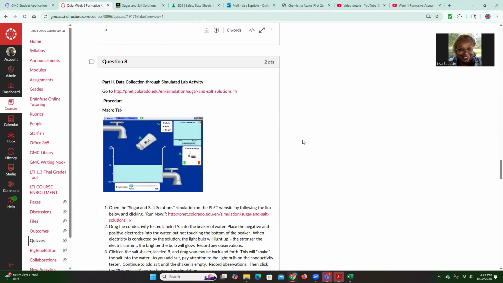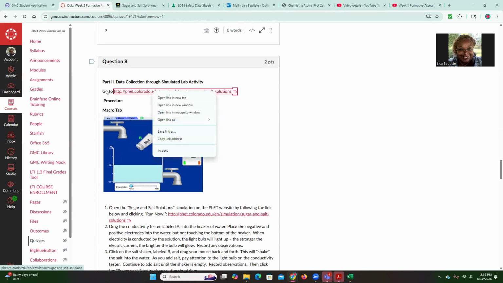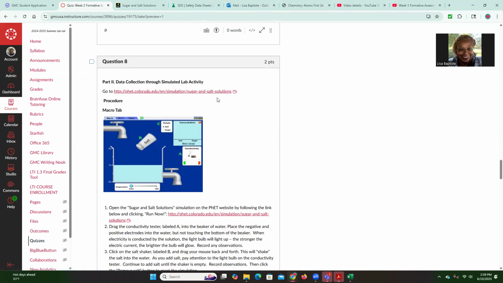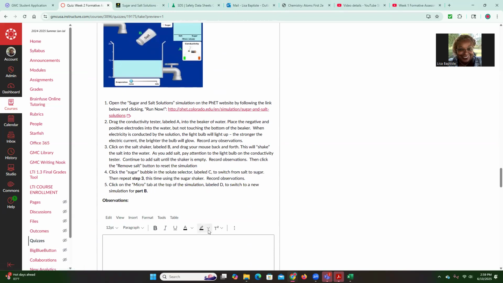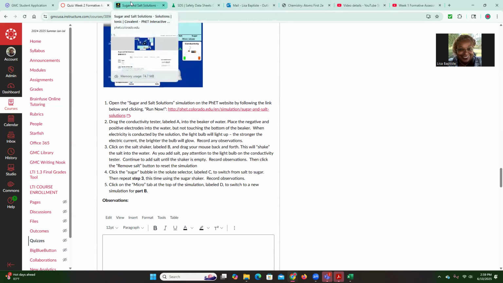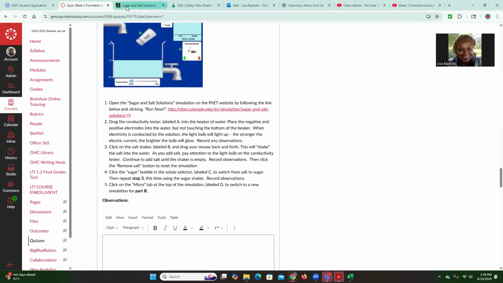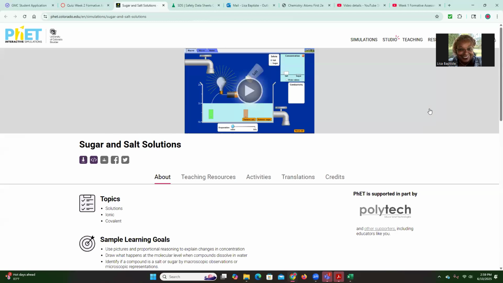But then we get to question 8, and now we come to part 2 of your experiment, which is the lab simulation. What you want to do is right click on your link here and open the link in a new tab. This helps you to be able to read the instructions and do the lab at the same time. And when you click on it, you will get something that looks like this.